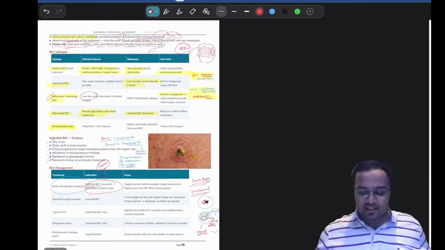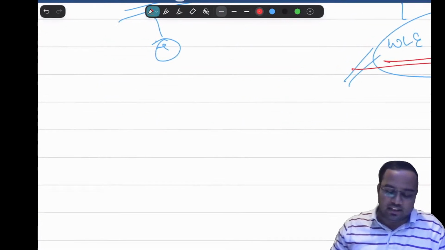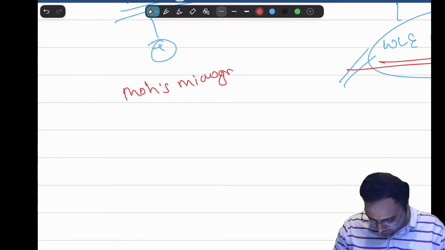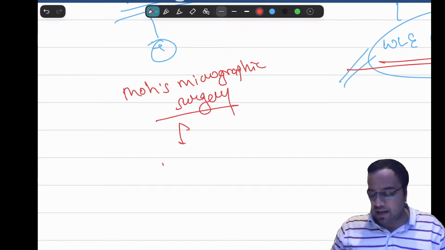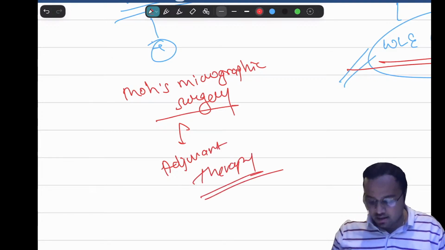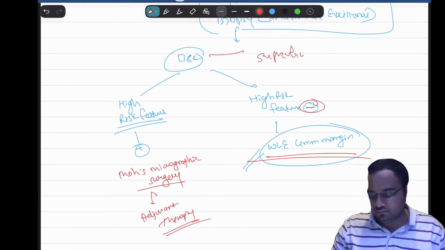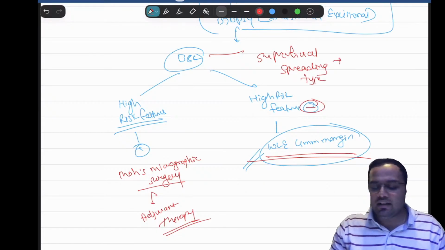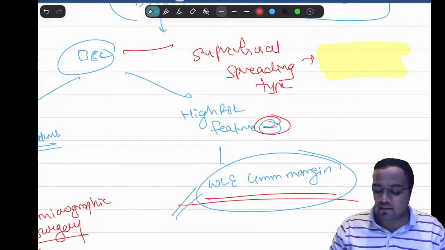And then, as I told you, if high risk features are negative, it is a low risk lesion: wide local excision with 4 cm margin. Here you are going to prefer Mohs micrographic surgery, and along with that, you can plan adjuvant therapy. And a third variety, as we saw, is the superficial spreading type, which can be tackled with topical application of creams.